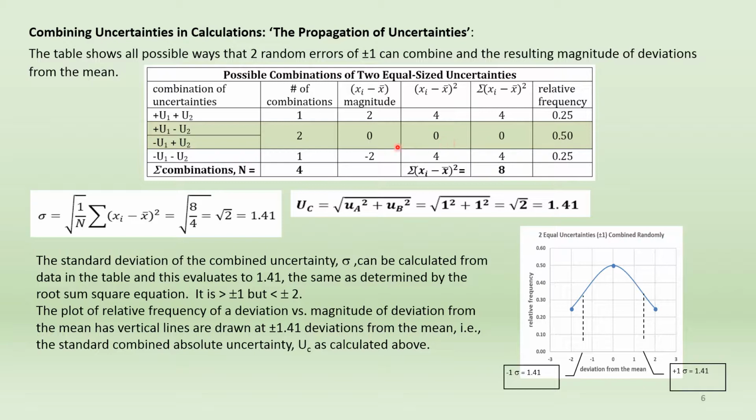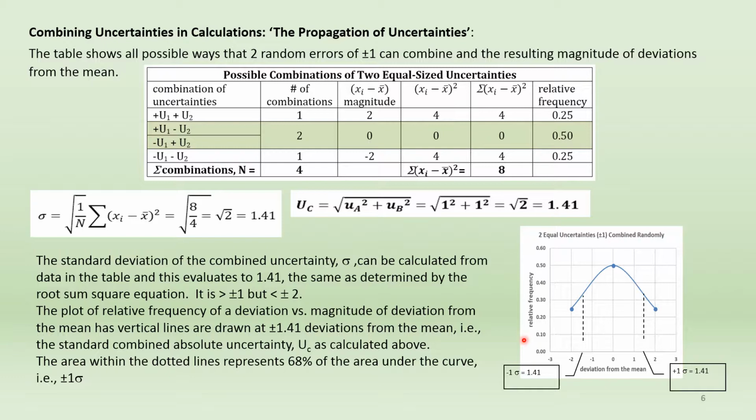And finally I have 1 out of 4 combinations, relative frequency of 0.25, and the deviation here is negative 2. That's this point here, negative 2 and 0.25 frequency. Now on my graph I've drawn vertical lines at plus and minus 1.41 representing the standard deviation. And this means that 68% of the area under the curve will be within plus or minus 1 standard deviation, which is plus or minus 1.41.